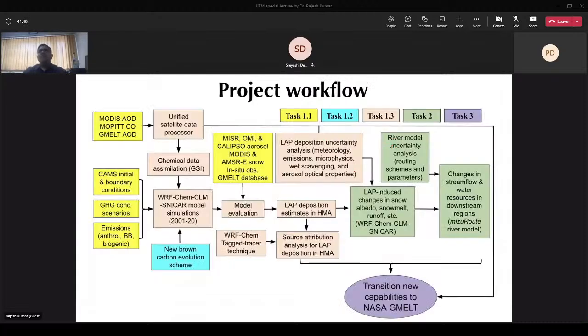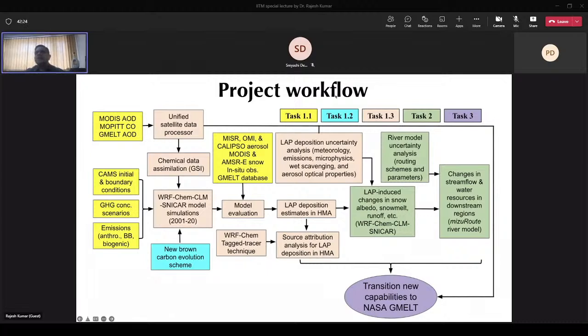So this is the workflow of our project. It's a busy slide, and this workflow has been divided into three tasks. Basically the yellow, the cyan, and this orange color represent the three components of task 1, where task 1.1 is mostly to collect all the data that we need to run our WRF-Chem model, as well as the data that we need to assimilate, like for example here MODIS AOD, MOPITT CO, and other data sets that we need for evaluating the model.